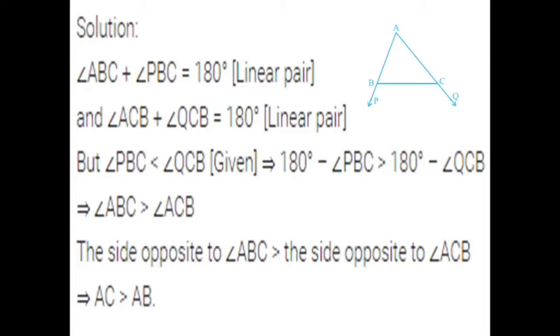That angle ABC is greater than angle ACB. Now, considering the side opposite to them, the side opposite to angle ABC will be greater than the side opposite to angle ACB. If we look into the figure and find which are those sides, we can easily conclude that AC is greater than AB. This was the solution to question number 2. Now, let's get to question number 3.